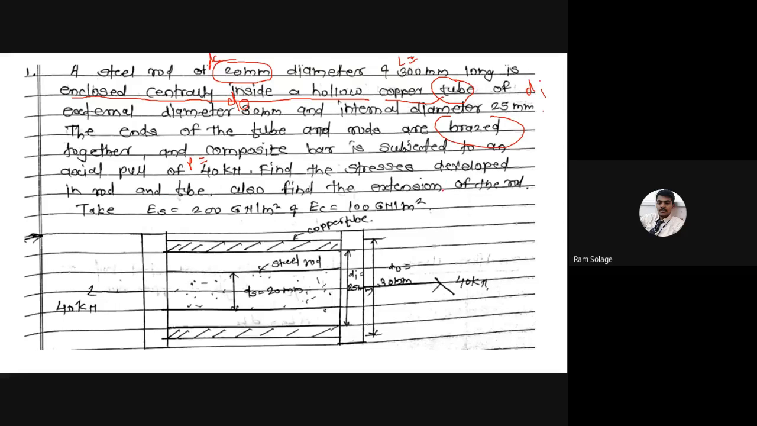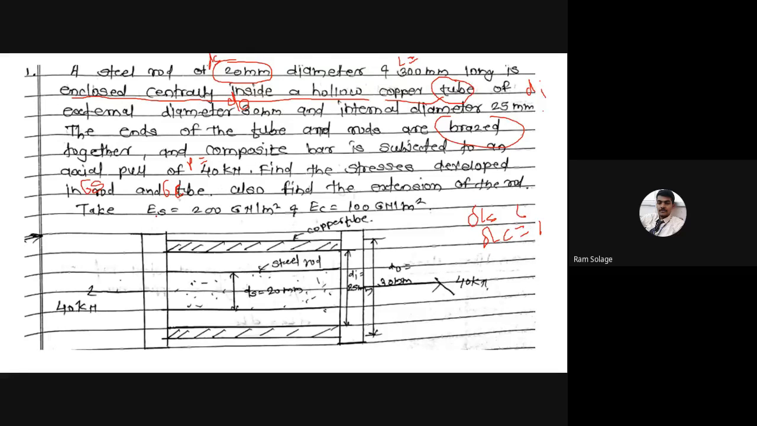They are asking the question: stresses developed in the rod and tube. Rod means sigma S. This is the rod. And tube, this is sigma C. This is the copper tube. Also find the extension of the rod. Extension means delta LS and delta LC is equal to question mark.